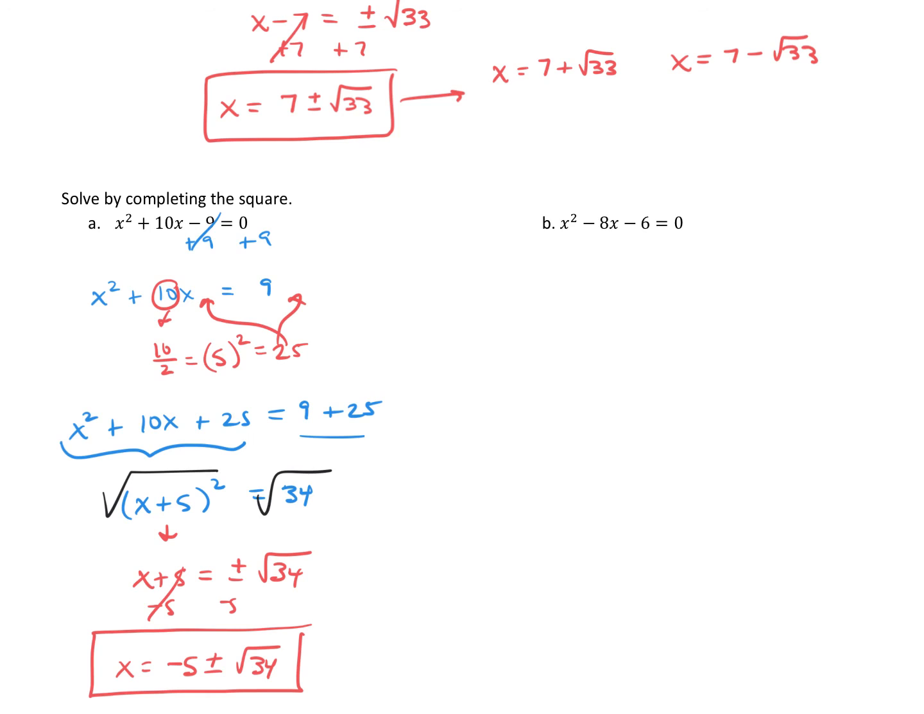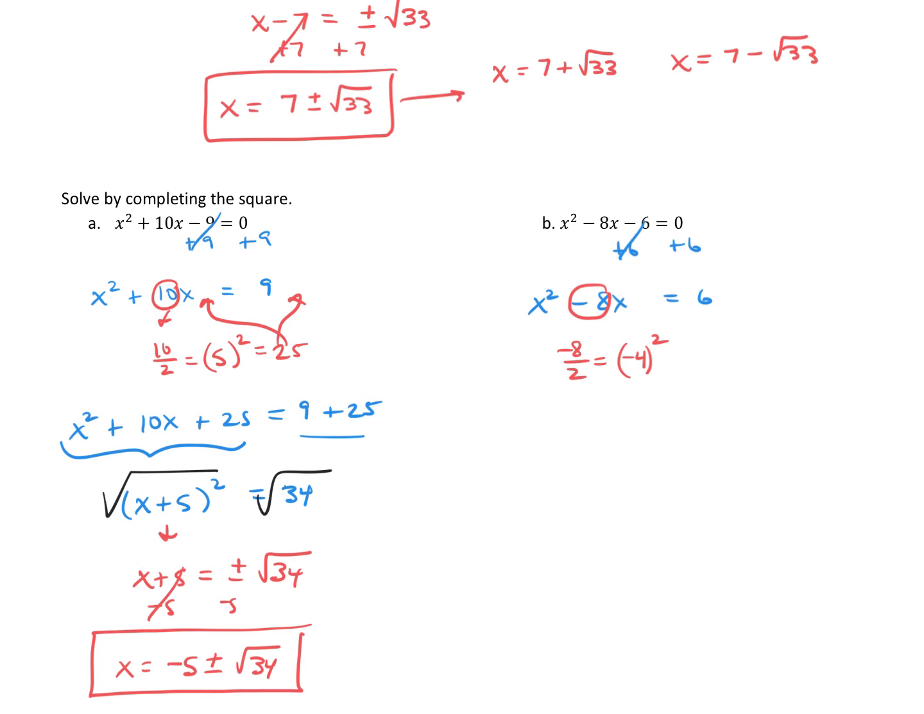X squared minus 8x minus 6 equals 0. Get that c term to the other side, because we just want x squared minus 8x. Now it's going to equal 6. Take your b value. It is a negative 8. We divide it by 2, which is negative 4. We square that. Do you notice every time I square the number, I throw parentheses around that?